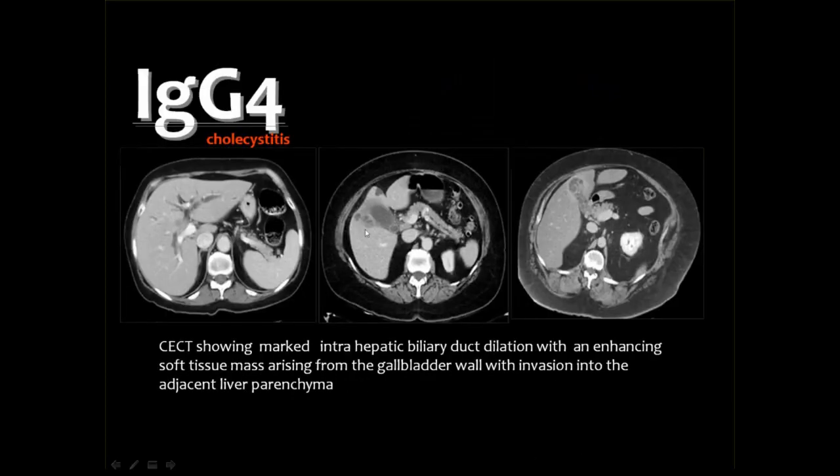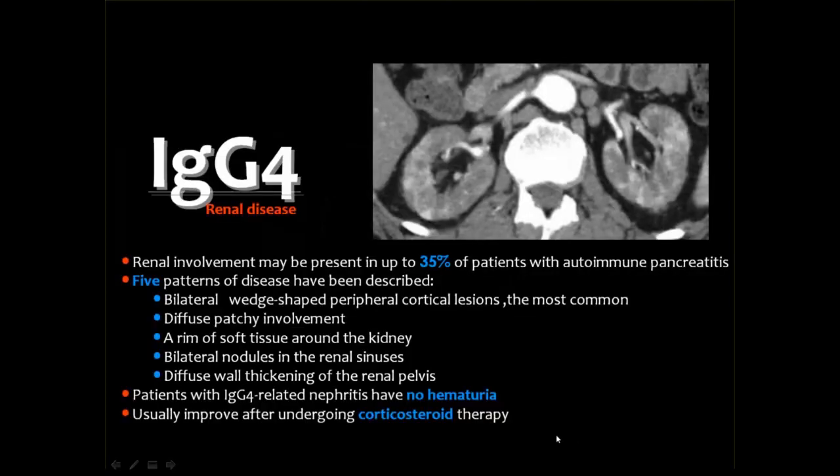Another example, you see intrahepatic biliary radicle dilatation and abnormal enhancement in the region of the gallbladder, as well as the surrounding or the adjacent liver parenchyma. This may raise the possibility of xanthogranulomatous cholecystitis, but it has been proved to be IgG4 related cholecystitis.